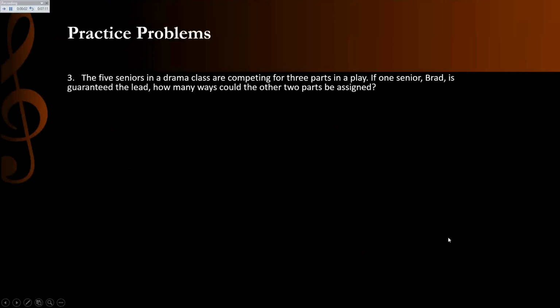The 5 seniors in a drama class are competing for 3 parts in a play. If one senior, Brad, is guaranteed the lead, how many ways could the other 2 parts be assigned? First of all, we're going to want to put our blanks down. We're looking for 3 parts in a play, so I have 3 blanks. And then it says Brad is guaranteed the lead. So I want to put him down because now I don't have to worry about him.